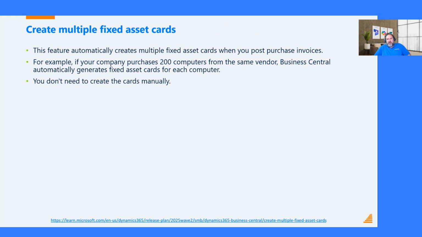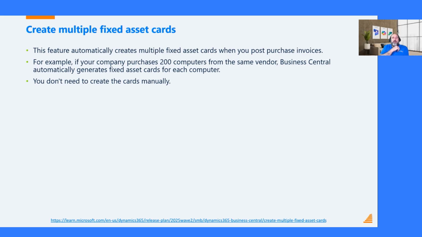Create multiple fixed asset cards. Now, initially when I saw this feature, I thought to myself, well, we have this feature. You just create one fixed asset and you copy it 20 times. But what the old feature would do is you would go to the fixed asset, create one card and copy it 20 times, and then you would have to take those 20 fixed asset cards and add them to the purchase order line by line. So purchase fixed asset number 1, purchase fixed asset number 2, purchase fixed asset number 3, etc.